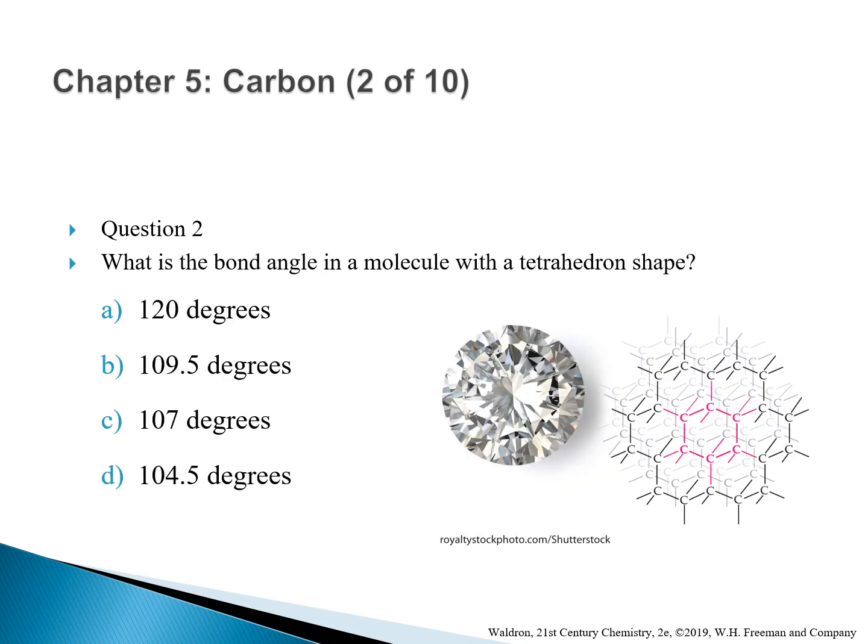Question 2. What is the bond angle in a molecule with a tetrahedron shape? A. 120 degrees. B. 109.5 degrees. C. 107 degrees. D. 104.5 degrees. Please pause your video here. The correct answer is B. 109.5 degrees. Please refer to slide number 5 for explanation.